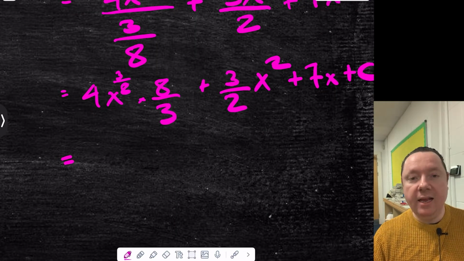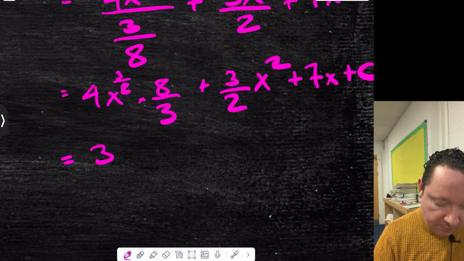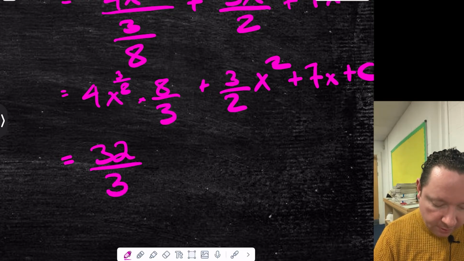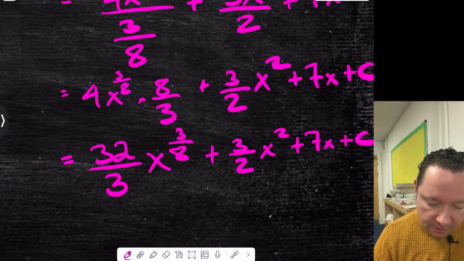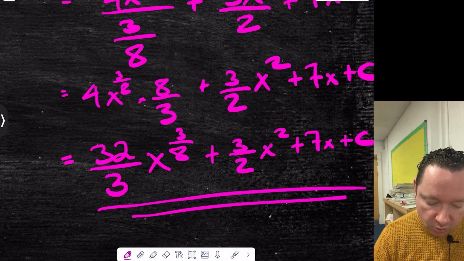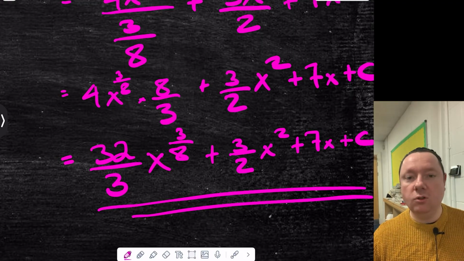4 times 8 is 32. So simplified fractions are fine. 32 over 3. That is a simplified fraction. X to the 3/8 plus 3 over 2x squared plus 7x plus c. I'm not going to bother changing that to a root. I think I'll stop there on that one.